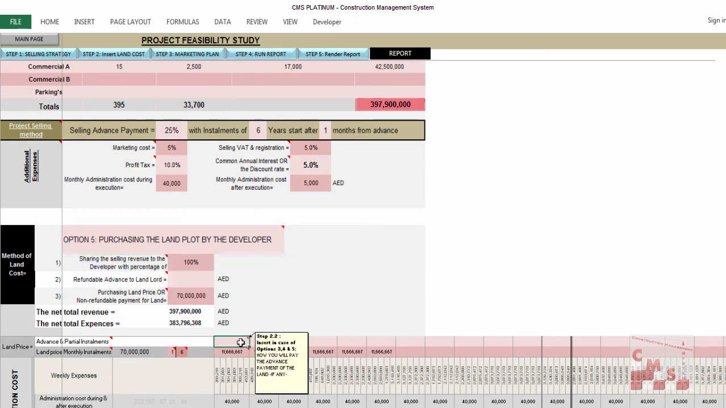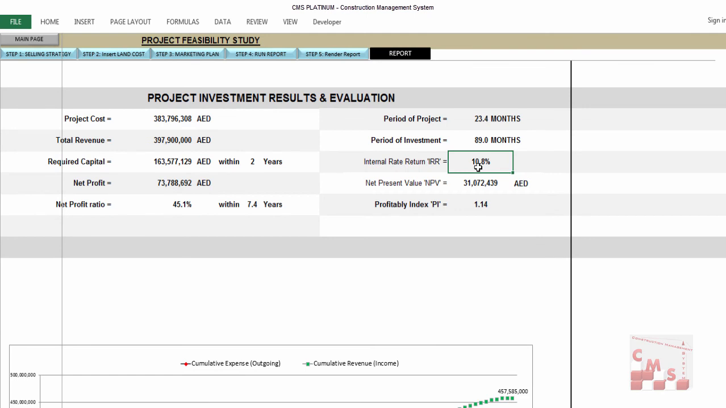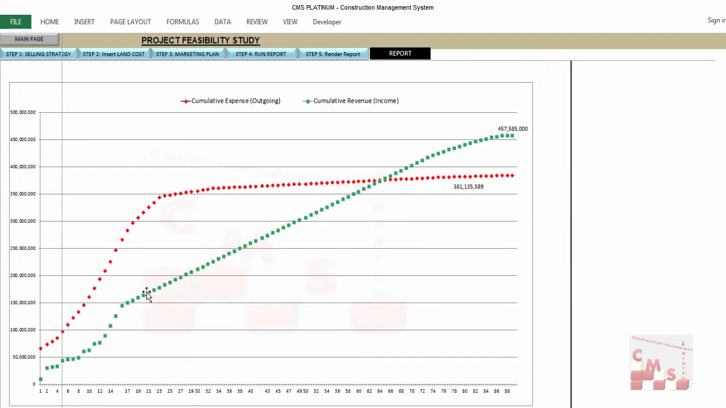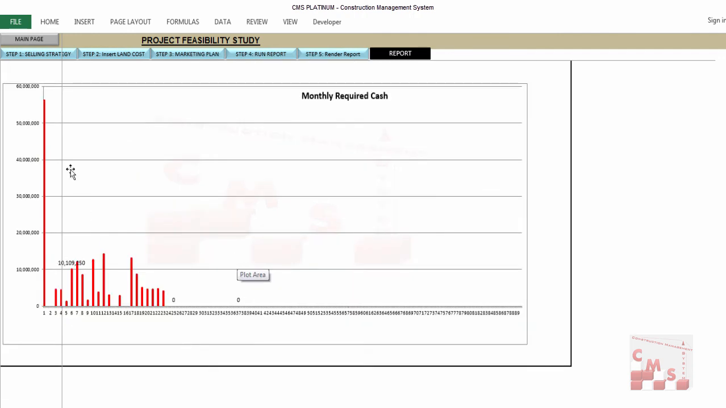In this case, if the landlord asks you to pay the full amount in advance, you have to add the amount here one time and check the report. Now the internal rate of return comes down a little bit, but if it's already accepted by your company, you will proceed accordingly. Here, as you see in the graph, you need a big amount at the beginning of the project, which is the diagram of the expenses in red, and that's the required monthly cash flow during your project.